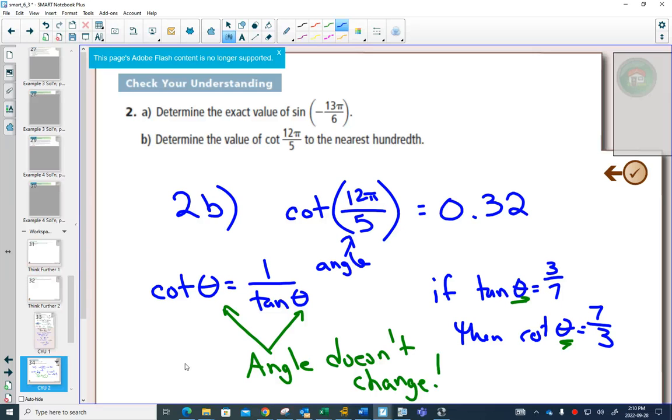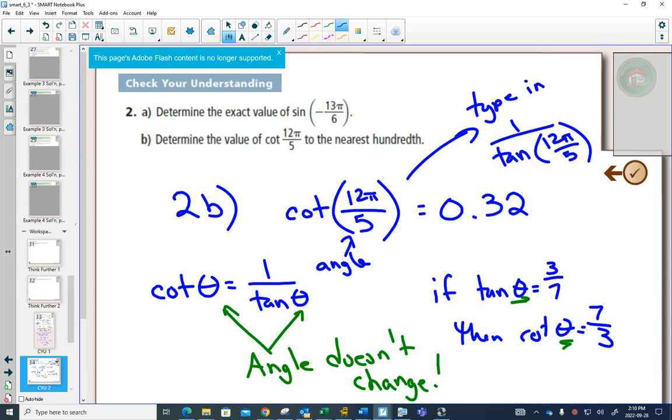So when we type this in, we type in 1 over tan, and the angle stays the same. And despite me saying this, some of you are going to still do it wrong on the first take-home quiz. You're going to be like, I'm going to flip that angle. Why am I getting the wrong answer? Why isn't the answer in the multiple choice? So angles never change when you're changing from sine to cosecant, or from cosine to secant, or cotangent to tangent.